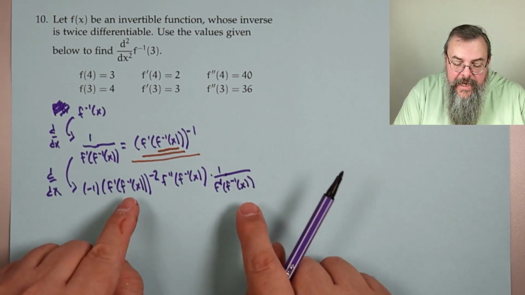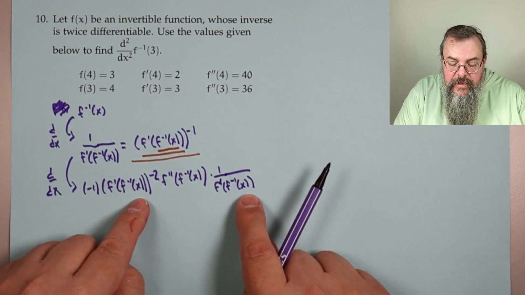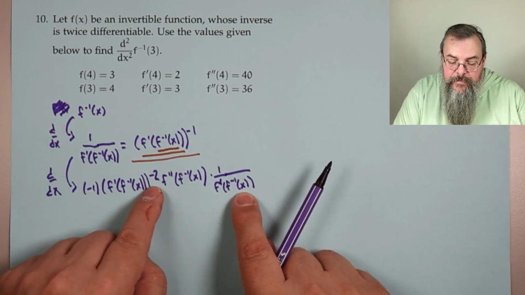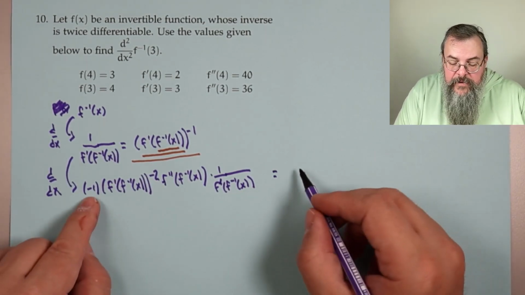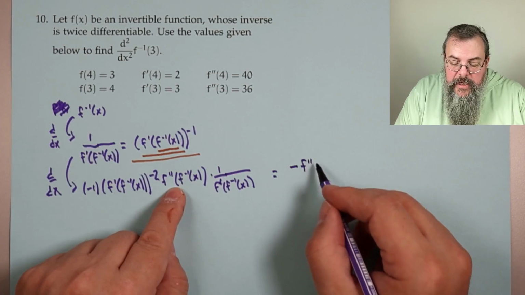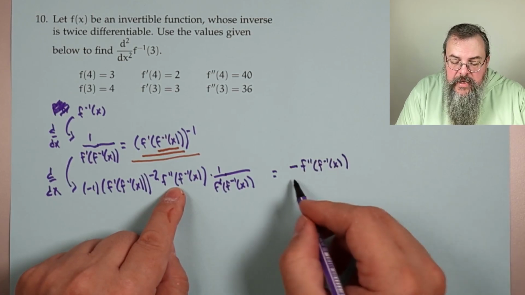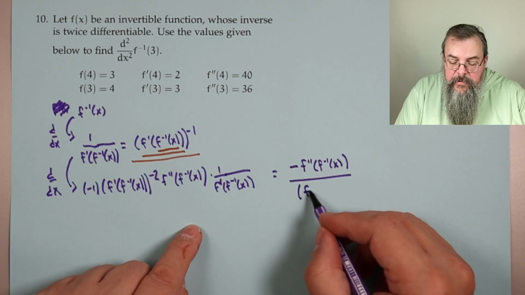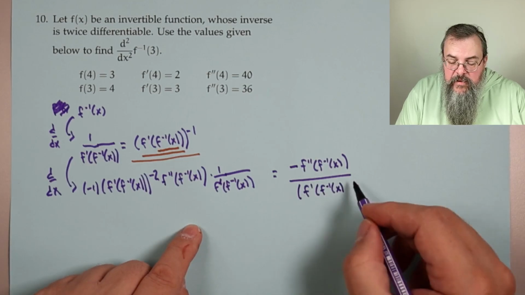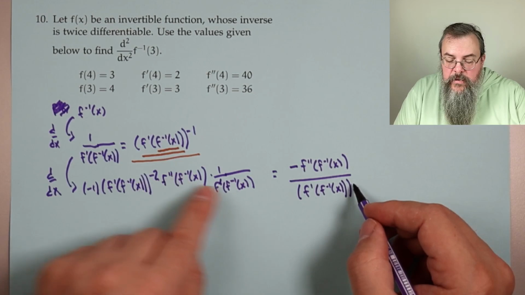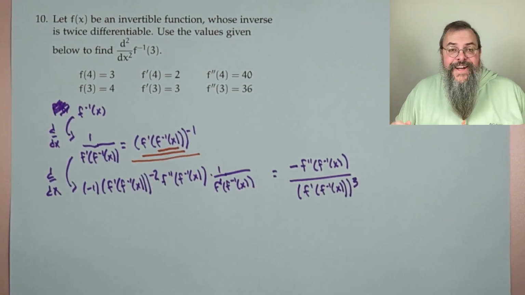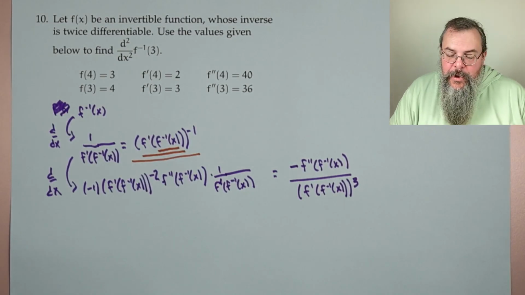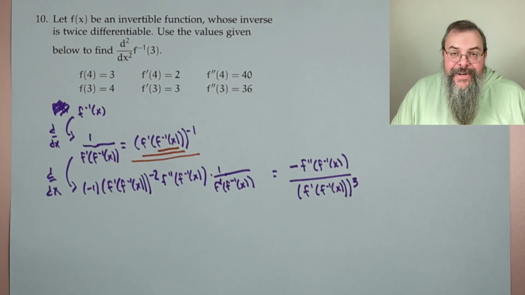Now, these terms actually are the same. F prime, f inverse of x. This is downstairs. This is also downstairs. There's two of them. So those will combine together. So upstairs we have a minus f double prime, f inverse of x over f prime, f inverse of x cubed, right? 2 and 1. All right, so there's the formula for the second derivative. Whew! Okay, now, with this in mind, what do we do?